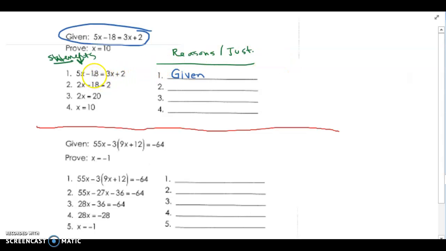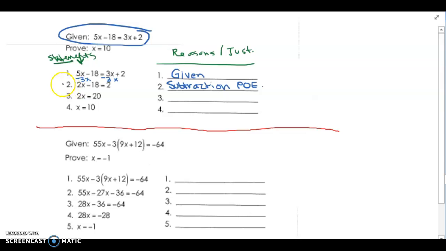All right, now when I look from line 1 to line 2, what I have to do is analyze this and see how did we go from 1 to 2? Okay, well, we subtracted 3x from both sides of the equation. Okay, and which property tells us that we can subtract the same thing from both sides of the equation? The subtraction property of equality tells us that.